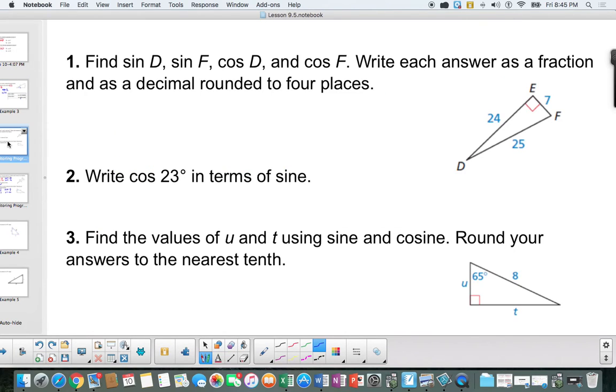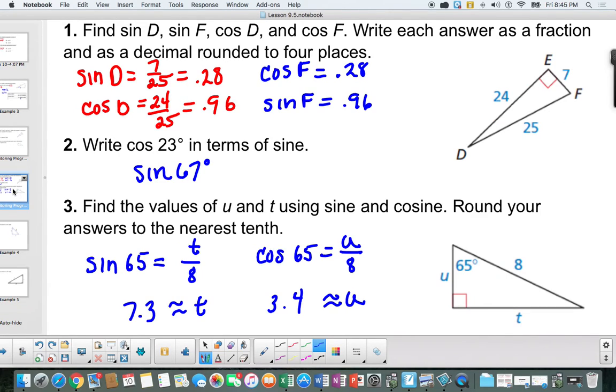Okay, now it's your turn. Stop the screencast and see what you can do. And here are the answers. So I used the mnemonic SOHCAHTOA to help me identify the opposite and the adjacent and the hypotenuse, put them in the appropriate places, and then solve.